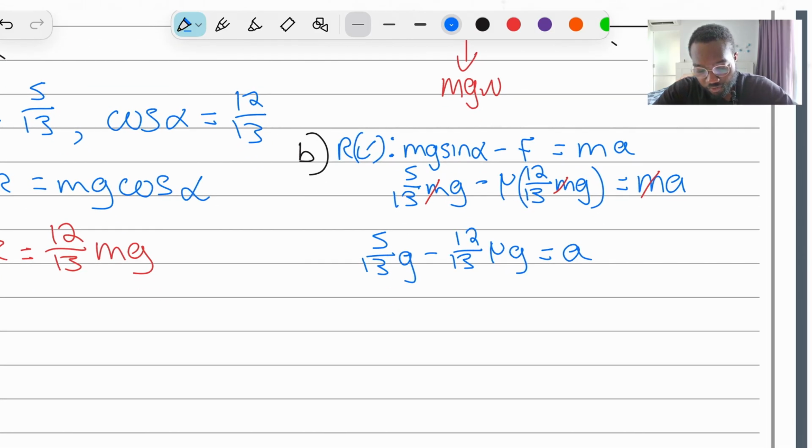If we've got it in this form, all we need to do is take out the factor of 1 over 13 g, because 1 over 13 g is a factor in both of them. So we take out 1 over 13 g, and then we're just left with 5 minus 12 mu, and that is exactly in the form which they want it.